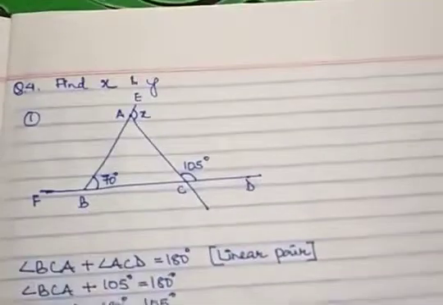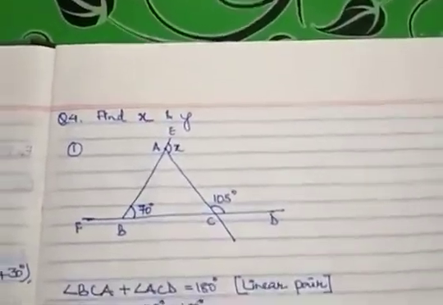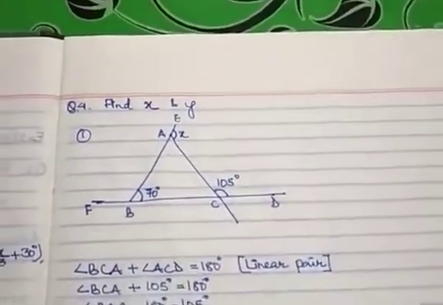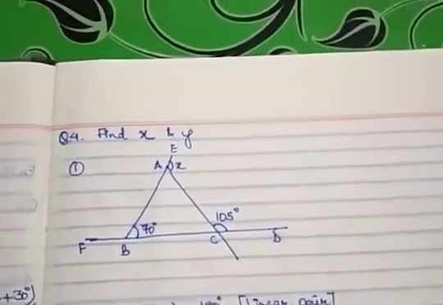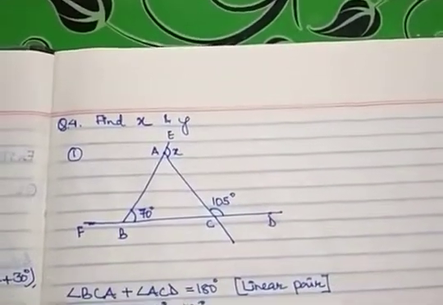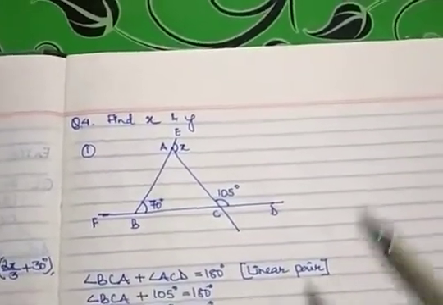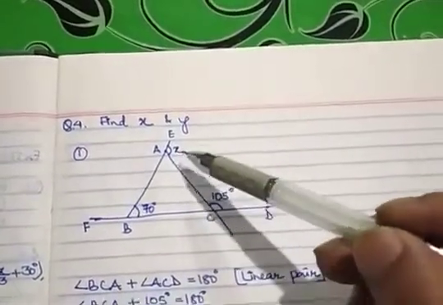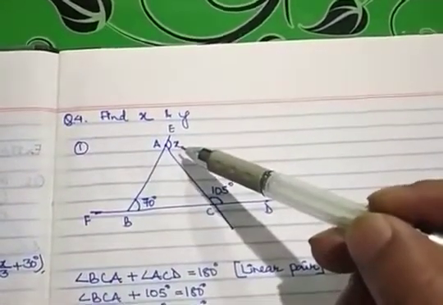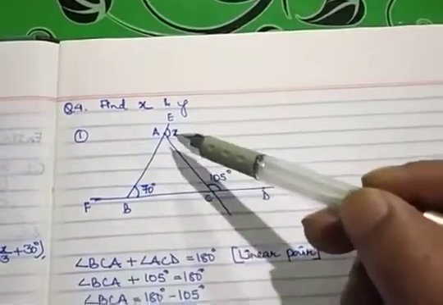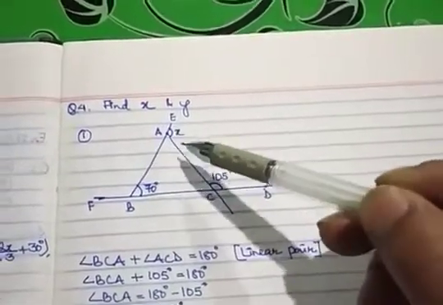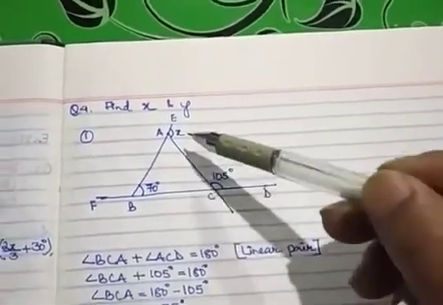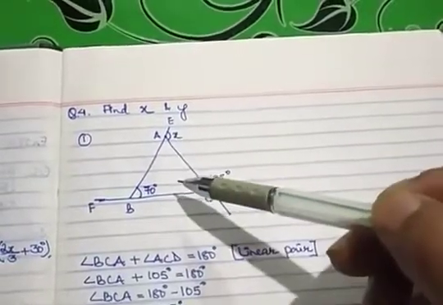Okay, so in the second question we are given a diagram. See, this is question number 4. We need to find the value of x and y. That's it. First of all, where do we see our x? We see x as the exterior angle of the triangle, isn't it? See, the triangle is ABC and x is outside the triangle. It is actually an exterior angle of a triangle, isn't it?